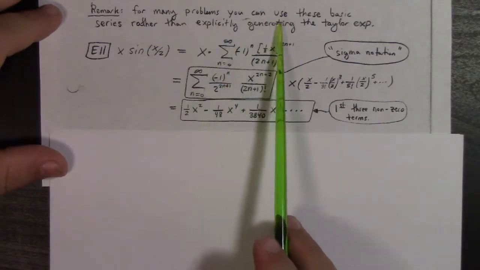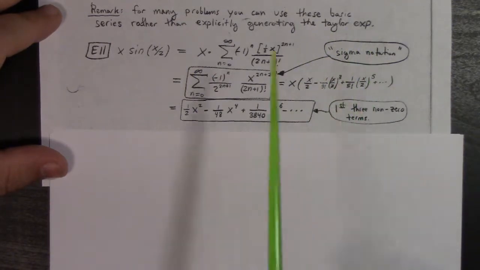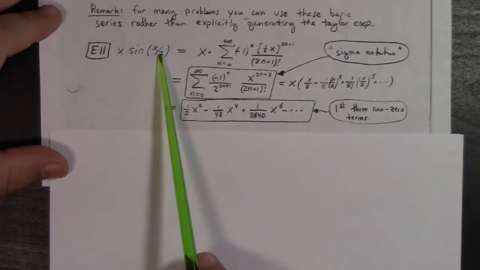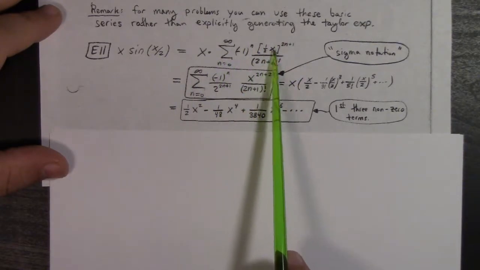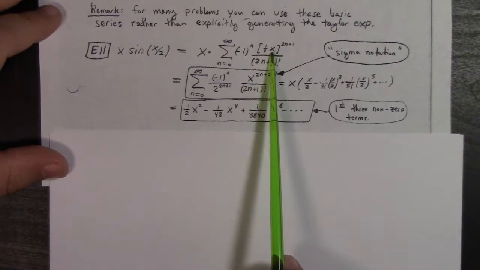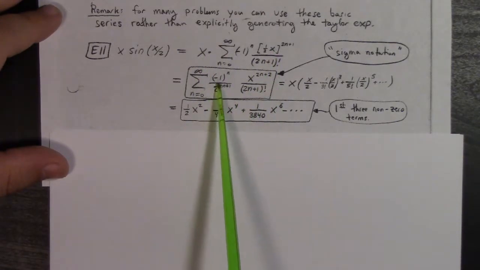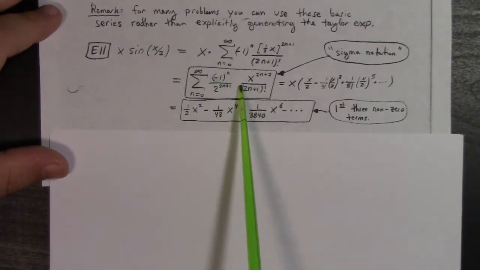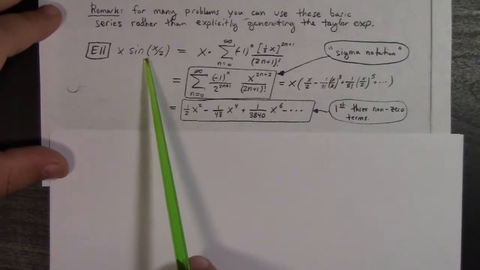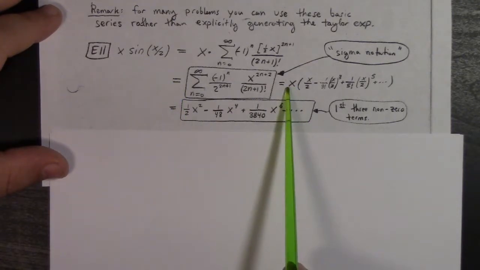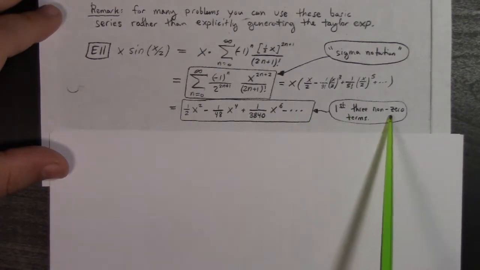So for many problems, you can use these basic series rather than explicitly generating from the Taylor expansion, right? So like x times sine of x over 2. What I do is I take x times the power series for sine with x over 2 substituted in for my u. I do the algebra, multiply by the x, and there you have it. That's the power series expansion in sigma notation for x times sine of x over 2. And you could also generate it term by term, like x times that, which would give you these first 3 non-zero terms.